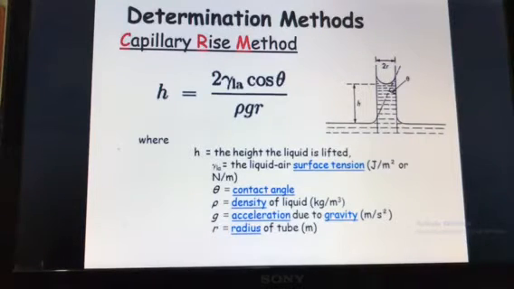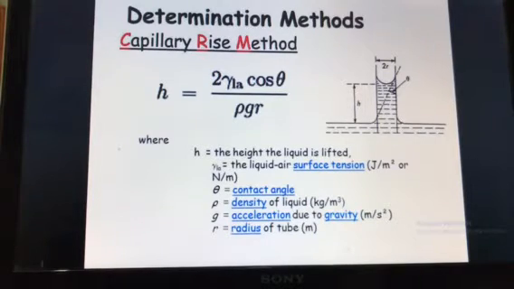Actually R is the radius of that tube. Okay, so this is how we have derived this formula to find out the capillary rise.